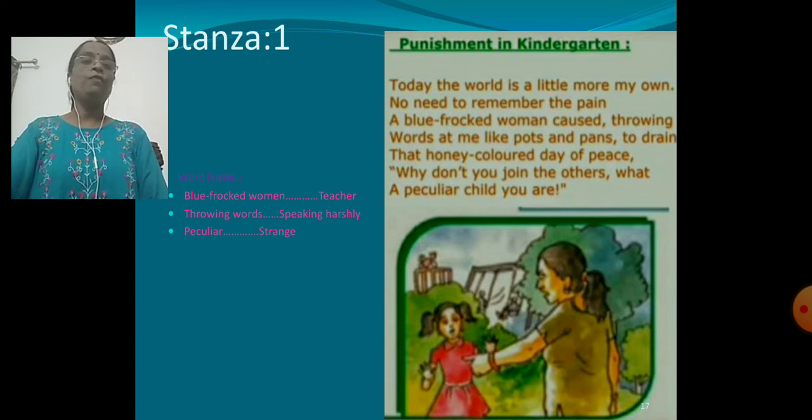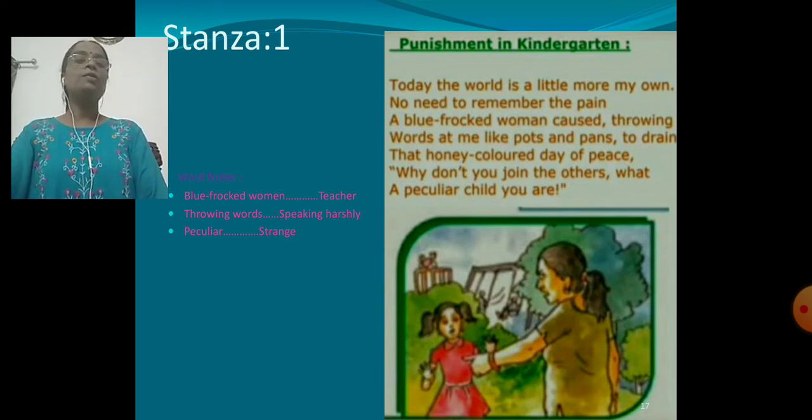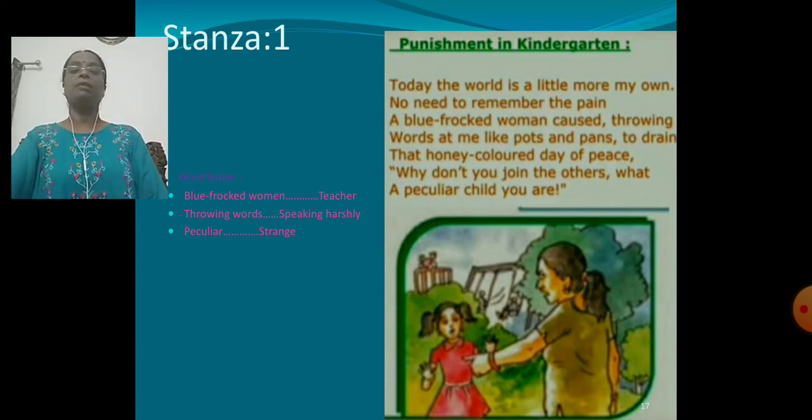In the third line, "a blue-frocked woman caused throwing words at me like pots and pans to drain." So the phrase "a blue-frocked woman" is used for a teacher. She didn't like the behavior or the words of her teacher, and so she used the phrase "a blue-frocked woman" and "caused throwing words at me like pots and pans to drain." So the poet uses ample symbols, like a blue-frocked woman for her teacher, and throwing words at me like pots and pans. It is used to make us feel the intensity of the teacher's words.